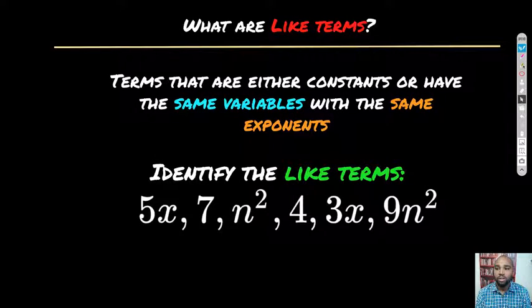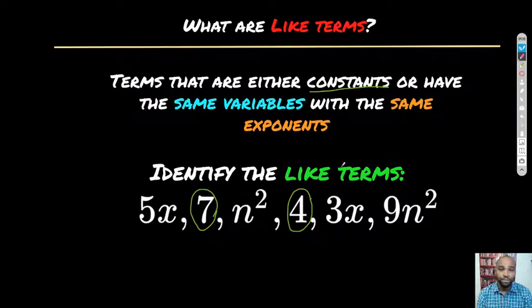Identify the like terms here. So I'll start you out and we'll do this together. So it can be a constant. So do we have any constants here? No. This is a constant. So this is a constant, and this is a constant. We're going to call both of these like terms. And I'm going to keep the same color so that you won't get confused. But I've identified like terms. Do we have any other just constants? No, we don't, because everything else is being multiplied by a variable.